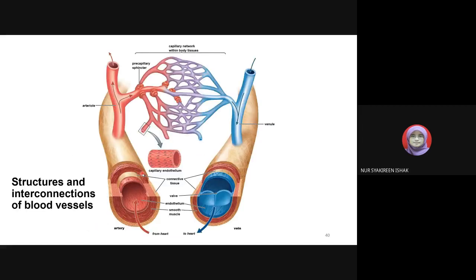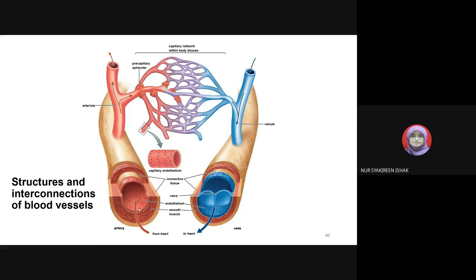So this is the structure, the whole structure to picturize the three main blood vessels. Here you have the artery, the blood capillaries in the capillary beds of body tissues, and also veins. Looking at this diagram, as you can see, all three blood vessels are lined with endothelium, capillary endothelium.